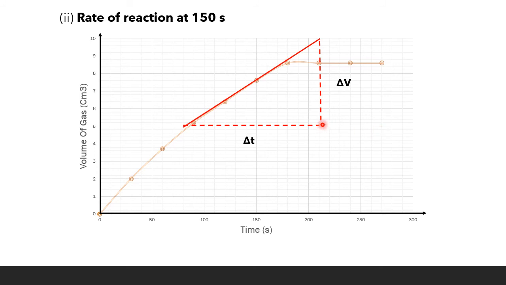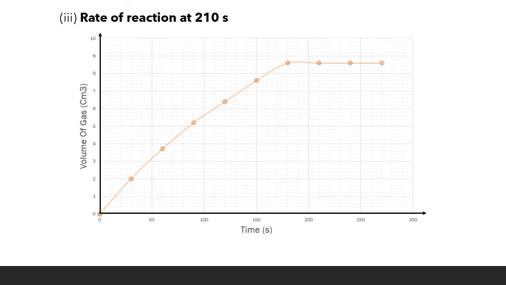So delta V kat sini kita kena tengok lah. Volume kat sini berapa? 5 cm³. Here is 10 cm³. Okay. So delta V is equal to 10 minus 5. And delta T is equal to 210 minus 80. Okay. So masukkan dalam formula. 10 minus 5, 5. 210 minus 80 is equal to 130. So the answer for the rate of reaction at 150 second is equal to 0.038 cm³ per second.